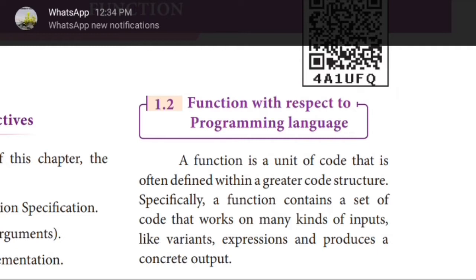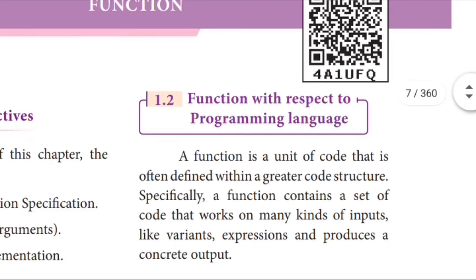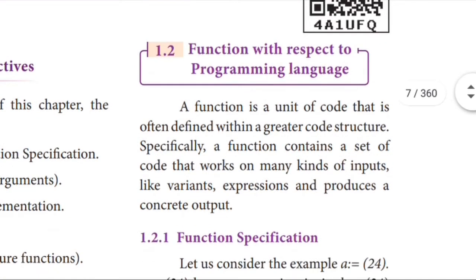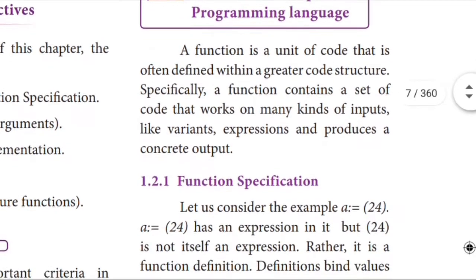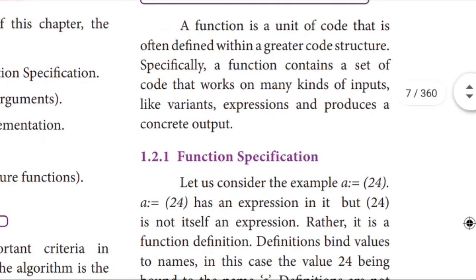So a function is a unit of code that is often defined within a greater code structure. It is a set of code, a small block of code, a unit of code. It will contain many kinds of inputs like variables and expressions, and produces a concrete output. A function can contain a set of inputs in different categories, in different data types, and the variables and expressions used in the function are also like the main program. The rules followed in this function will be the same as in the main program, but it is a separate function. For example, consider this as an example.